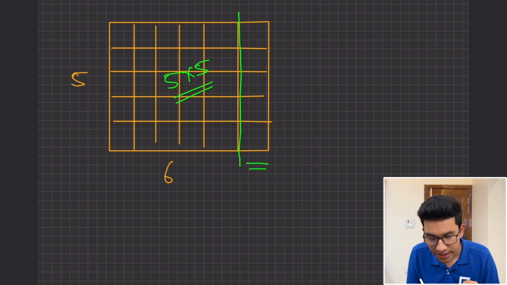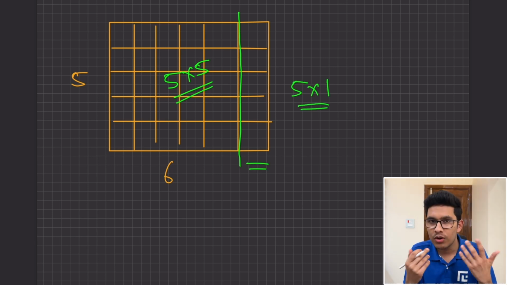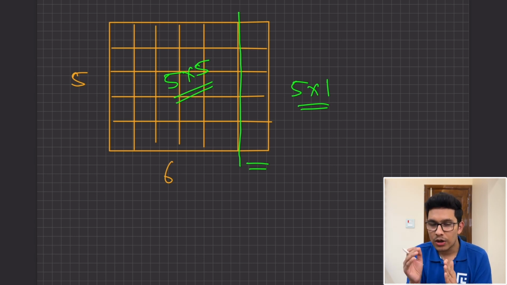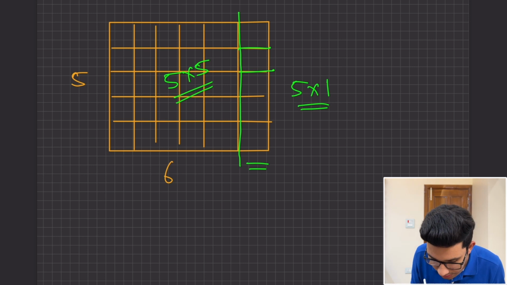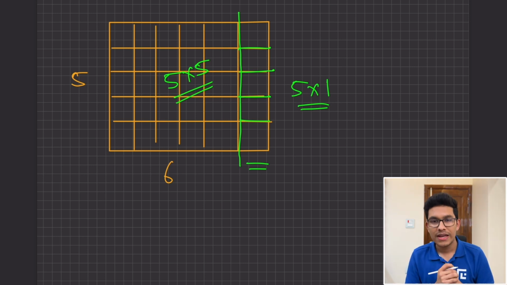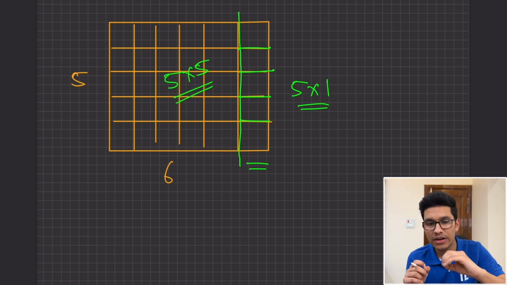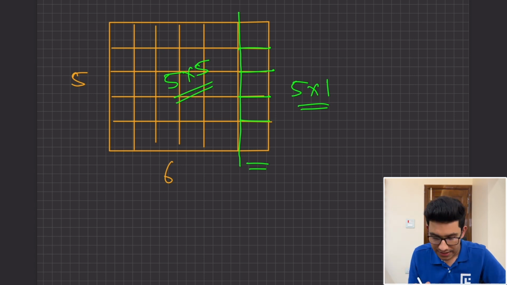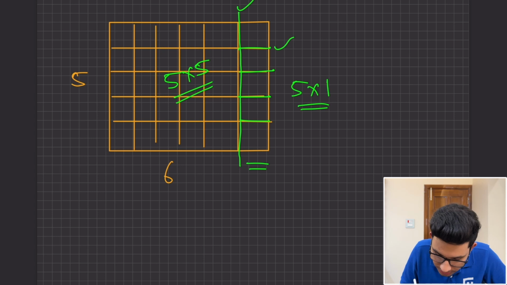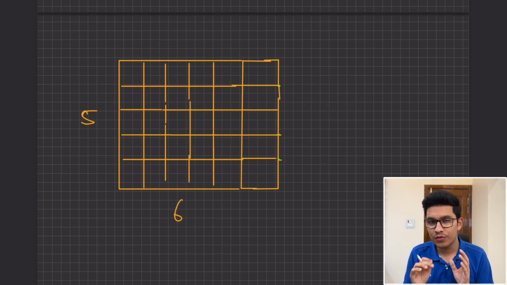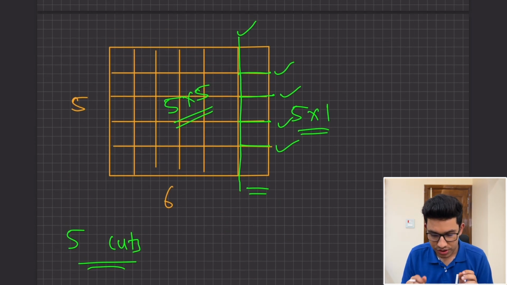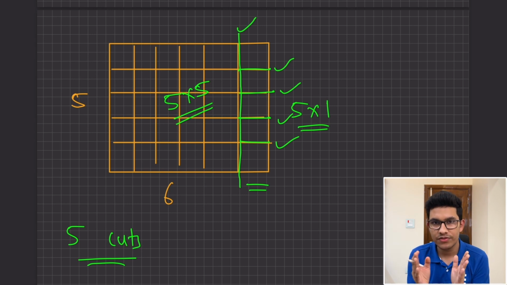But the remaining rectangle, what is that? It is now a 5 cross 1. Now, if you have a 5 cross 1 rectangle, the only way to convert it into squares is to make 4 cuts. One cut you will make here, one here, one here, and one here. How many total cuts are these to convert your 5 cross 6 rectangle into squares? These are essentially 1, 2, 3, 4 and 5 cuts. So we just saw that by our greedy approach, we would get 5 cuts to convert this 5 cross 6 rectangle into squares.